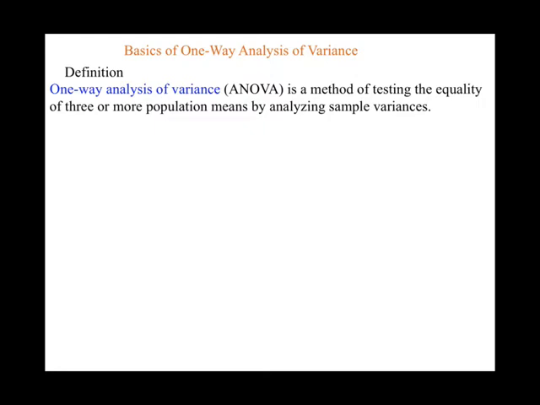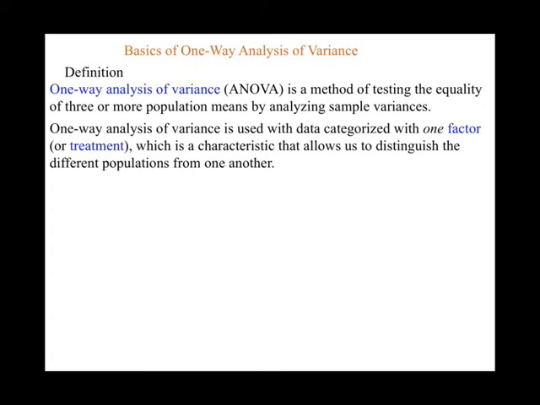Definition: one-way analysis of variance. You're going to see this is called ANOVA. This means one-way analysis of variance. This is the method of testing the equality of three or more population means by analyzing the sample variance. So we need to calculate the sample variance, and then we analyze the variance to test if all the population means are equal to each other.